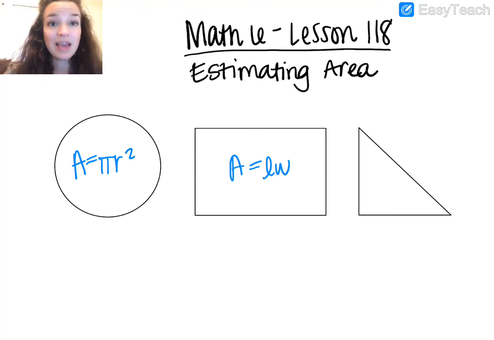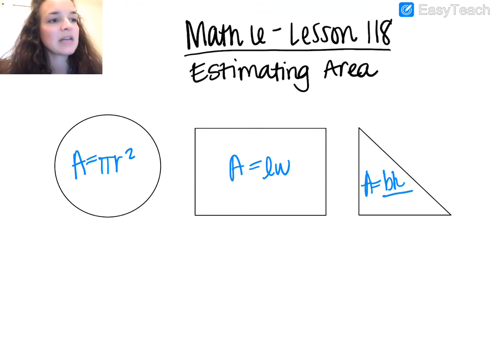Remember, a triangle in relationship to a rectangle is half. So we can always remember that that means we do the same thing, which is base times height, the same as length times width for a rectangle, divided by 2. And remember, the base and the height always have to intersect at a right angle, okay?